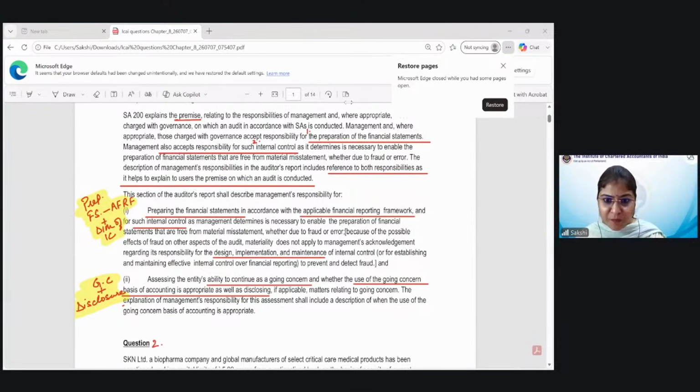Shobha, Saubhagya is asking, ma'am, please, the WhatsApp group link. Technical team, can you help them with the WhatsApp group link?